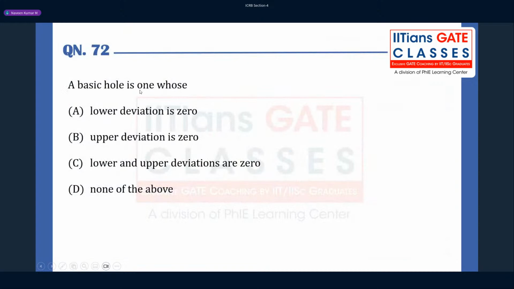Basic hole is one whose lower deviation is zero. Now there are two systems that you have to understand: the hole basis system and the shaft basis system. Let me draw that diagram. In the hole basis system, this is the zero line, the hole is this, and the shaft is something here. You see, there is no deviation for the hole. So this is the hole basis system.